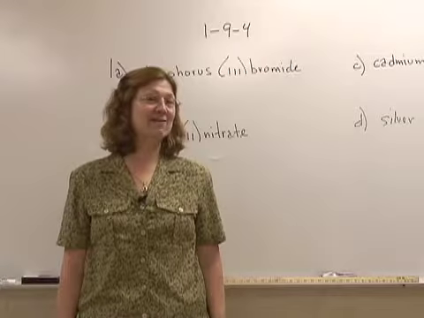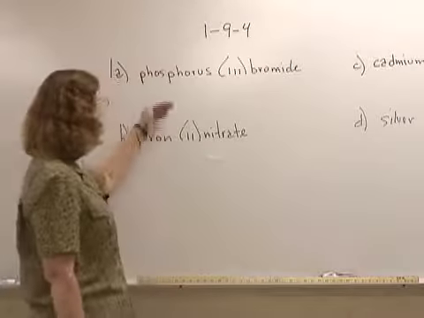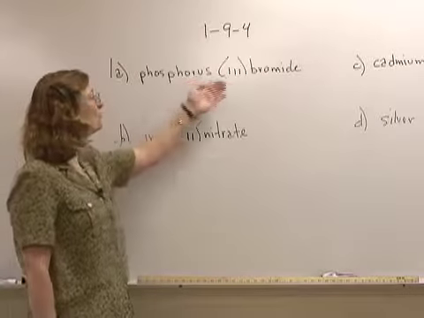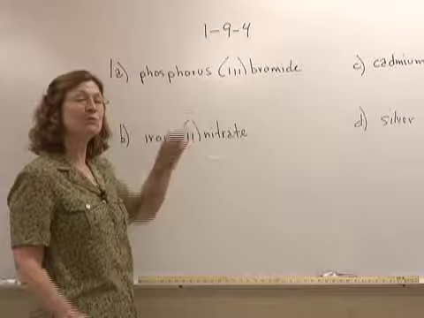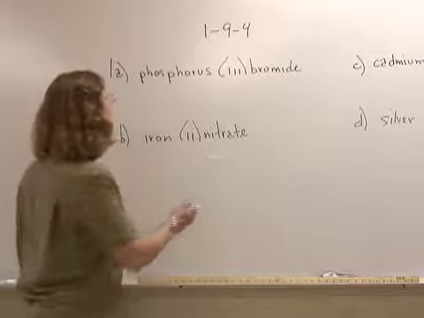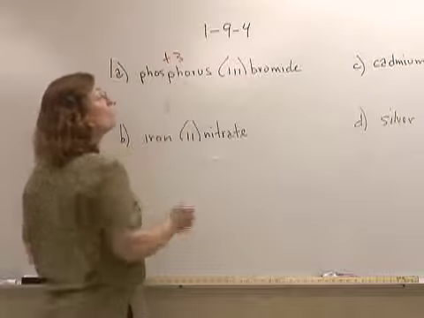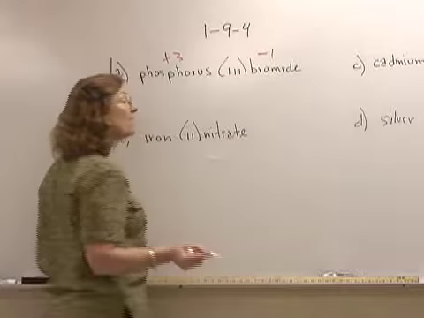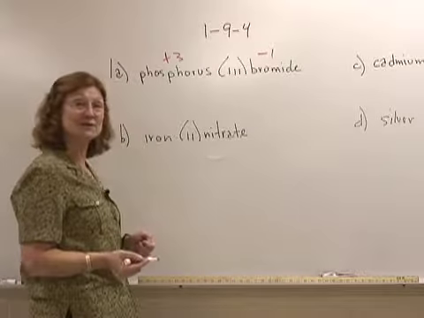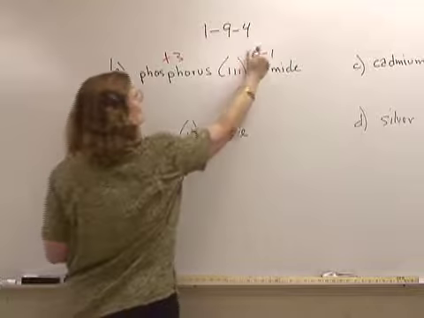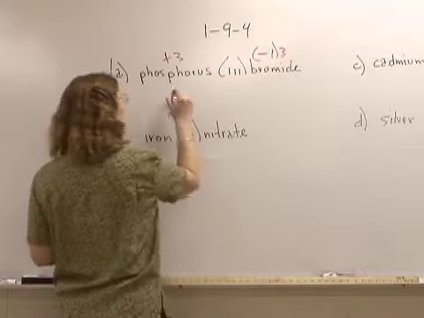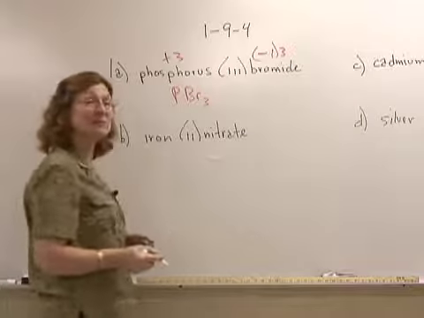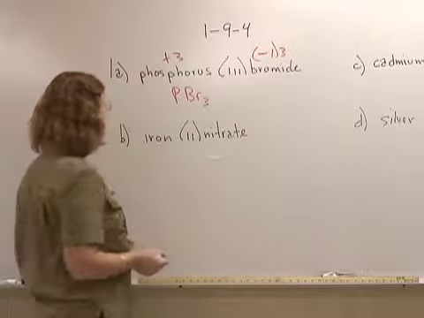In number 1, we have more practice of changing words to formulas. In A, we have phosphorus, Roman numeral 3, bromide. The Roman numeral is telling me that phosphorus is plus 3. Bromine on the periodic chart is a -1. The common multiple between 3 and 1 is 3, so I must multiply the bromine by 3. PBr3, because plus 3 and minus 3 is 0.